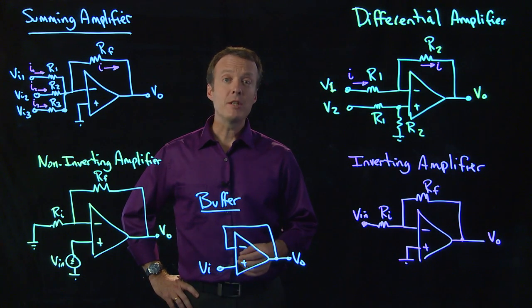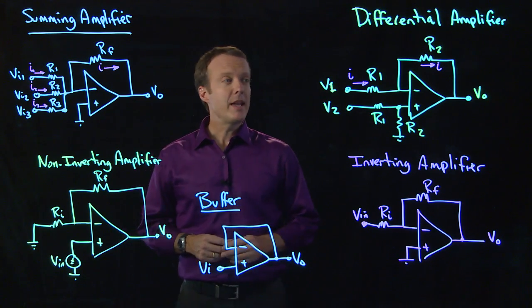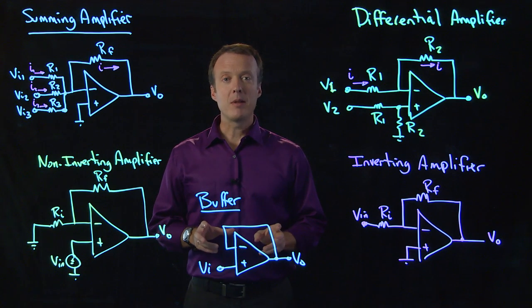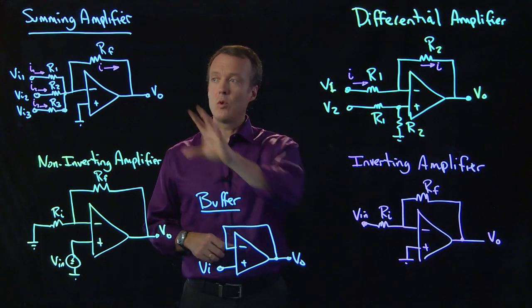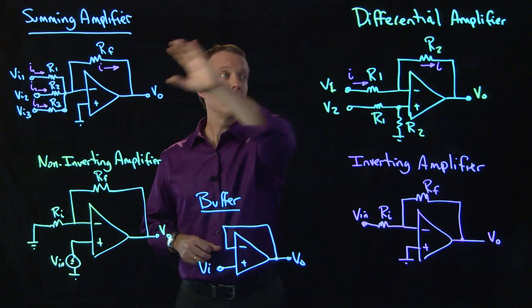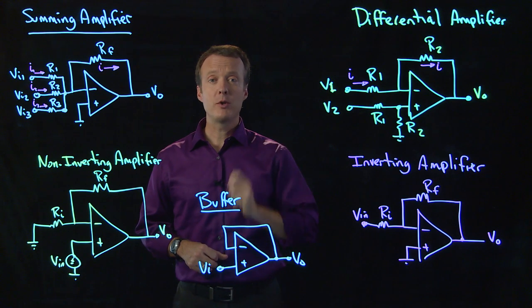One of the most useful features of op-amp circuits, such as those that you've been learning so far this week, is that they can be used as fundamental building blocks to construct fairly complex systems. It's very easy to connect the output of one amplifier to the input of another. This can be done provided that you always remember two things.